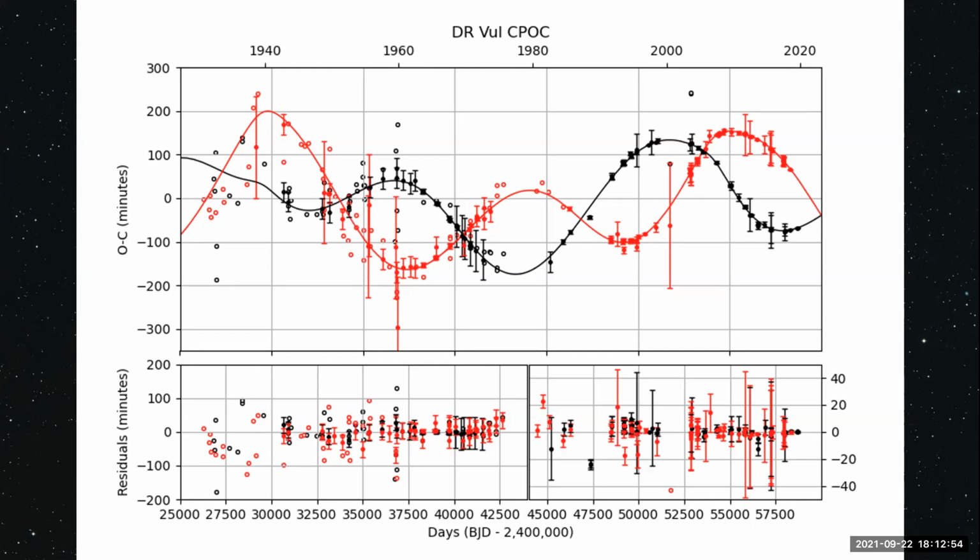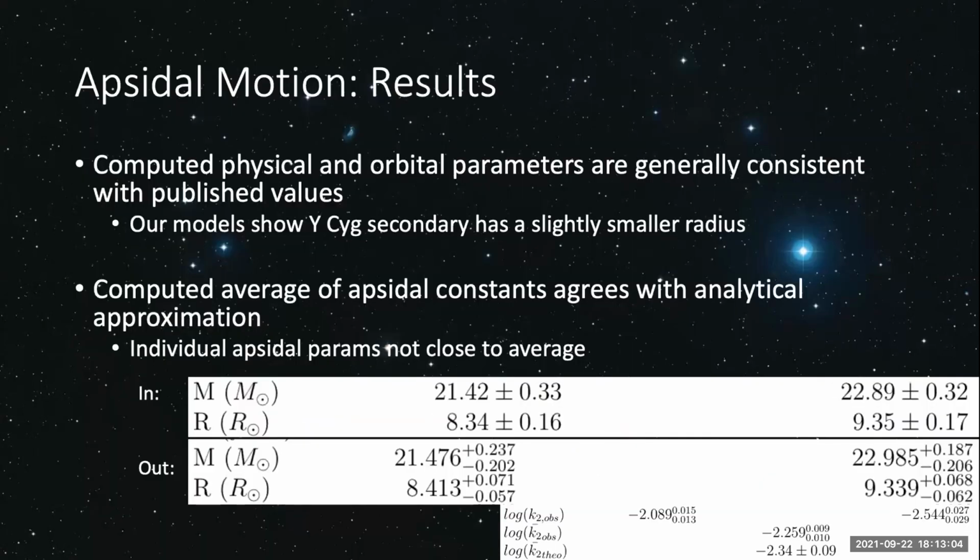Okay, how we doing? Doing pretty good. So for these systems, we've computed all of these values. What about the results? Do they make sense? Are they consistent? And the good news is our computed physical and orbital parameters are generally consistent with published values.